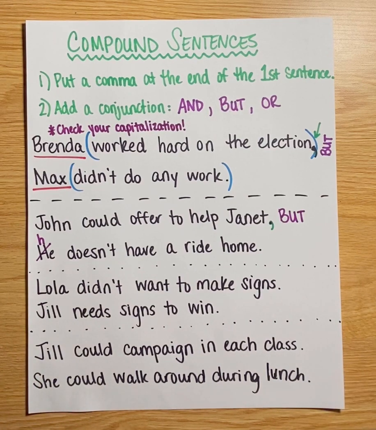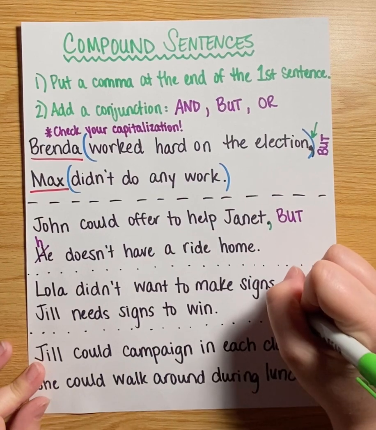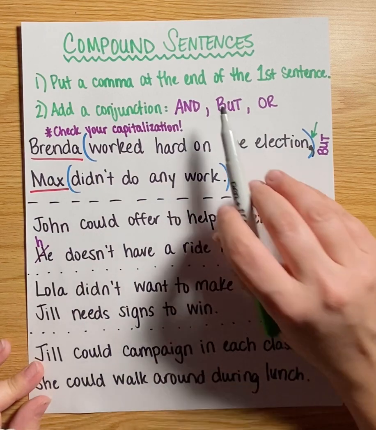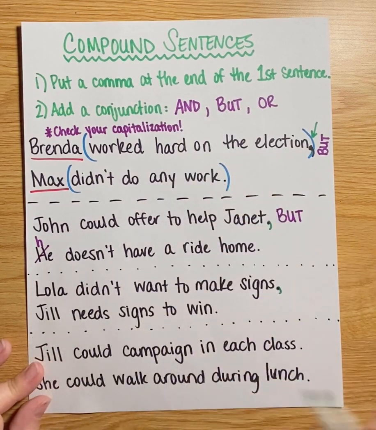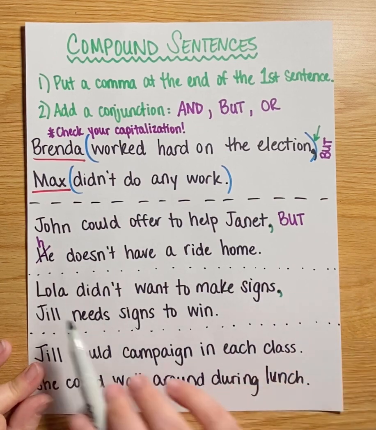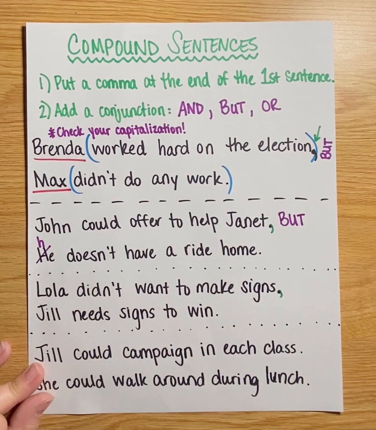Lola didn't want to make signs. Jill needs signs to win. So we're going to try our three conjunctions here, okay? I'm going to go ahead and do my first step. Put a comma at the end of the first sentence. I'm going to do that right here, okay? Lola didn't want to make signs, and Jill needs signs to win. Again, that might work, but let's try but. Lola didn't want to make signs, but Jill needs signs to win. That one sounds pretty good.